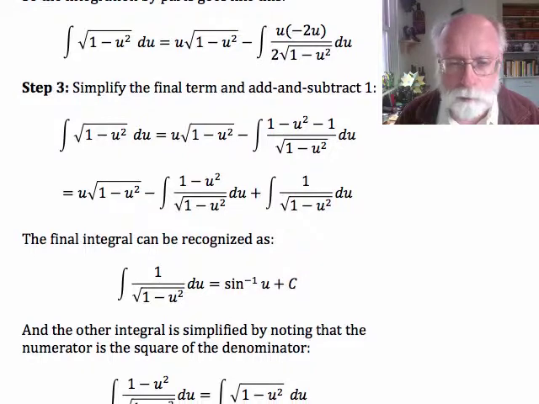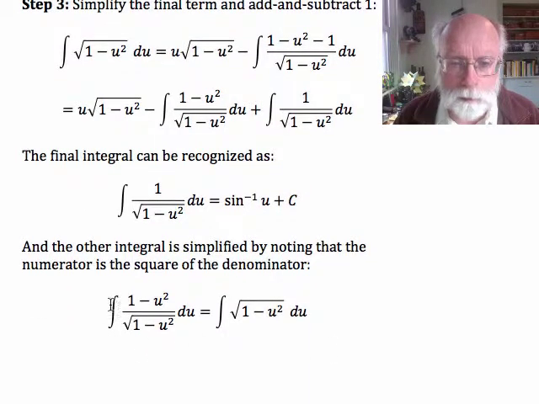What about the one in front of it? Well, the integral of 1 minus u squared over the square root of 1 minus u squared is in the form of some expression divided by its own square root. So the numerator is the square of the denominator, and you just divide the numerator by the denominator and you get the integral of the square root of 1 minus u squared. So that's just simple algebra to show that those two integrals are equal.